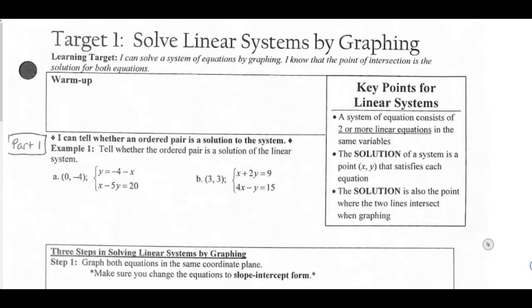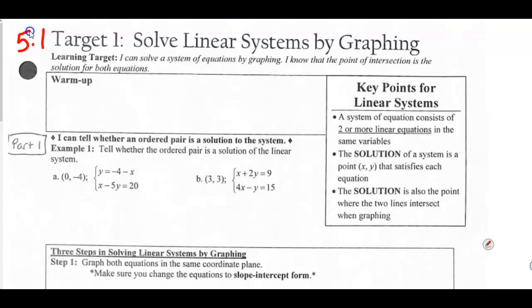We are doing section 5.1, new chapter, and we're at learning target 1, which is solving linear systems by graphing. So the learning target is I can solve a system of equations by graphing. I know that the point of intersection is the solution for both equations.